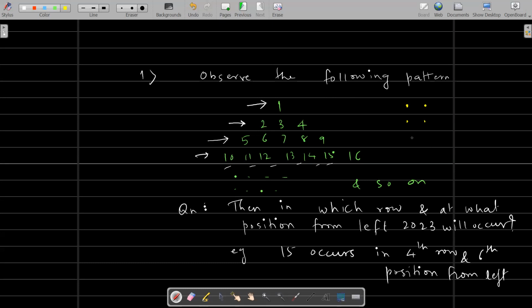Okay, so in the second row there are three elements. I denote this way: 1, 2, 3. Then in the third row there are five elements. I'll put it this way: 1, 2, 3, 4, 5. And you see basically all these numbers are square numbers, right? So every row ends with a square: 1, which is 1 square, 4, which is 2 square, 9, which is 3 square, 16, which is 4 square.